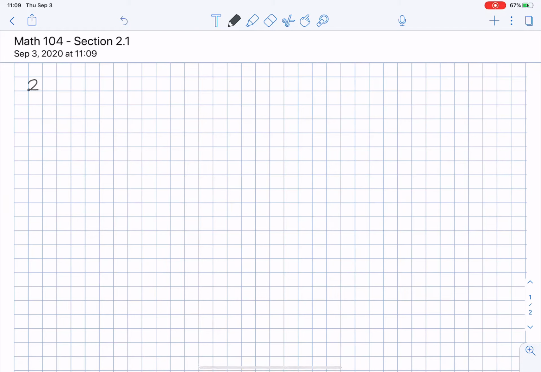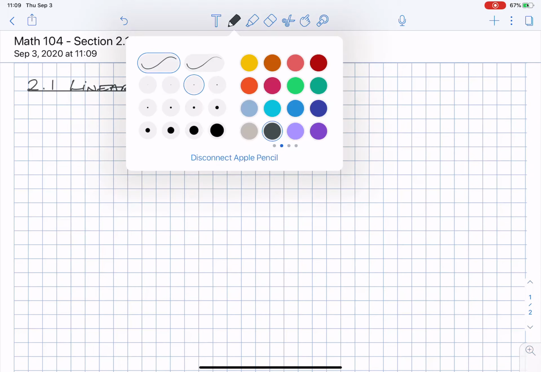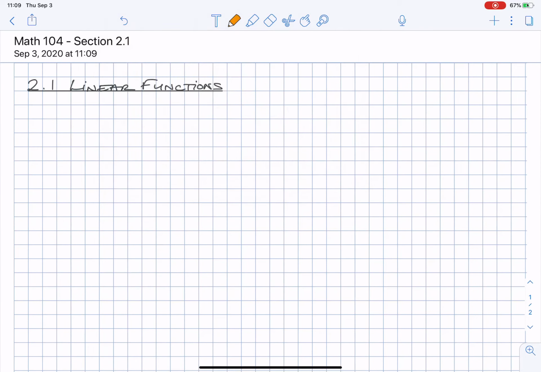Okay, so welcome to section 2.1, which is linear functions. And this, once again, should be a review section. So linear functions. Let's consider what we should already know.